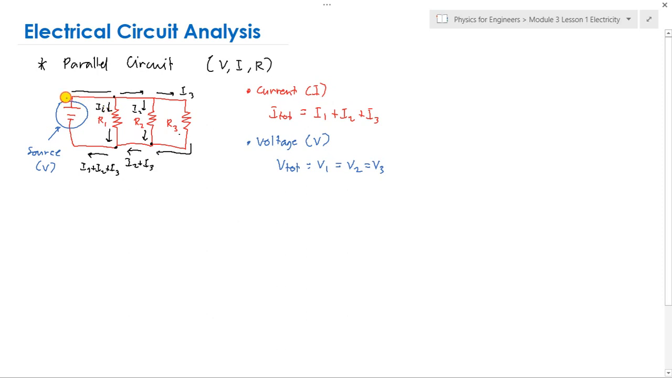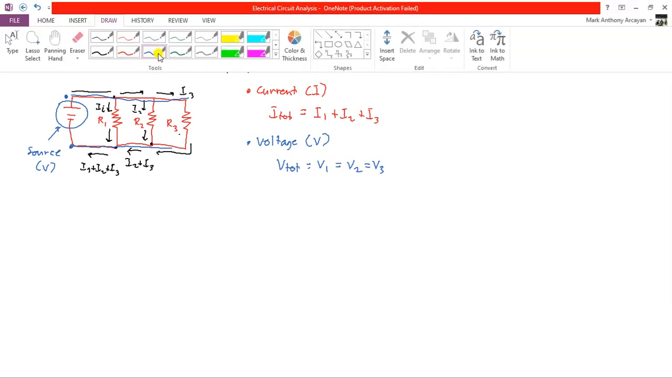Nga naman, di ba ang voltage kay point to point ni siya. So, voltage across. So, meaning, same man sila ni nga linya. So, meaning, usare voltage ni ini. So, that's why they are the same. The total voltage is just equal to either voltage 1 at resistor 1, or voltage 2 at resistor 2, or voltage 3 at resistor 3.